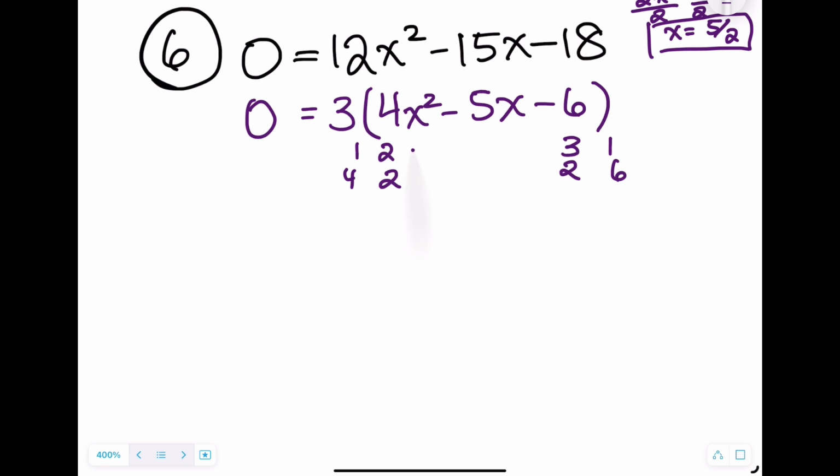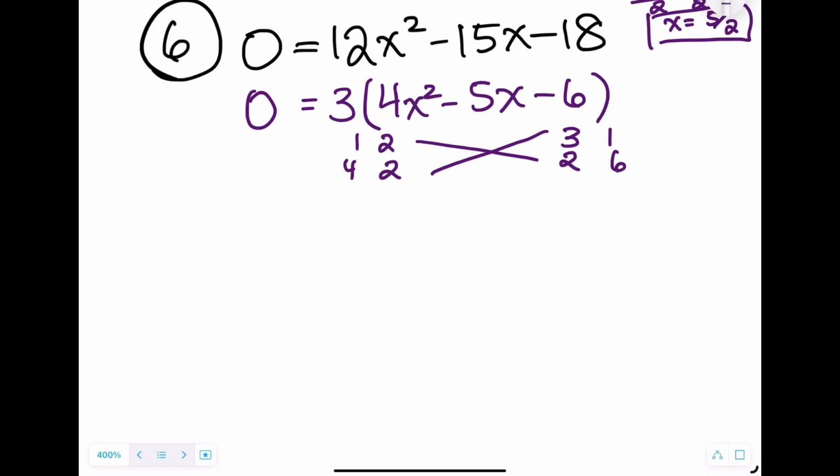Okay, so if we multiply across here, we get 12 and positive 4, and those are not going to subtract in any way to give us negative 5. So that's not going to work. Now let's take a look at what would happen if we had 4 and 1 and 2 and 3. In this case, we have 8 and 3. And so we could make our 8 be negative. So 4 times negative 2 gives us negative 8, plus positive 3 gives us a negative 5.